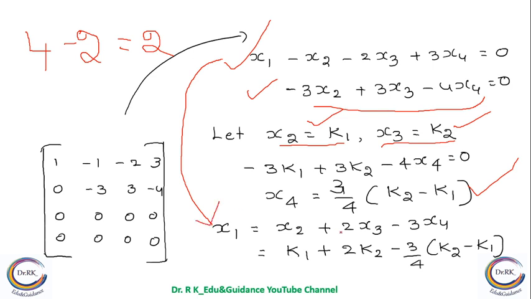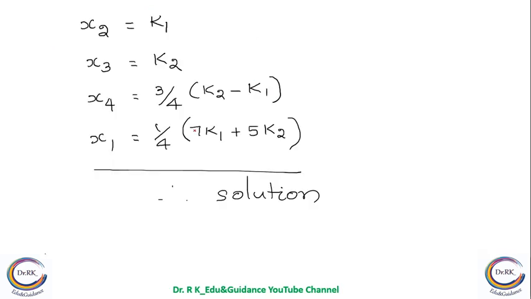So finally, the solution, that is the x1 value, x2 value, x3 value, x4 value, contains 2 arbitrary constants k1 and k2. Right? So this is how we solve a homogeneous system of equations. This is the final solution.